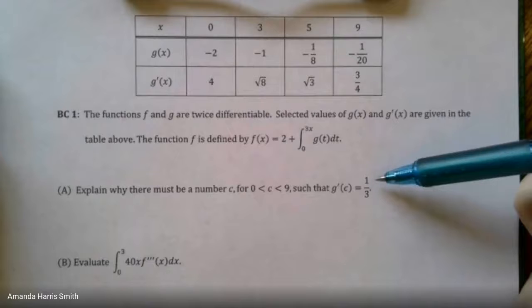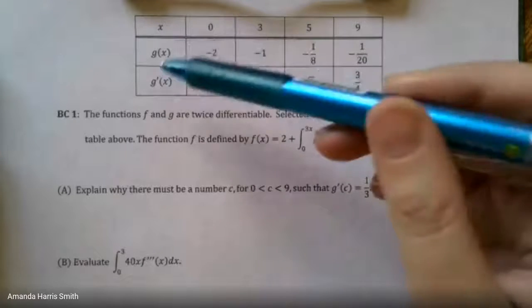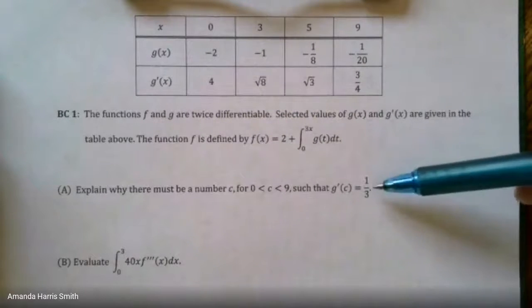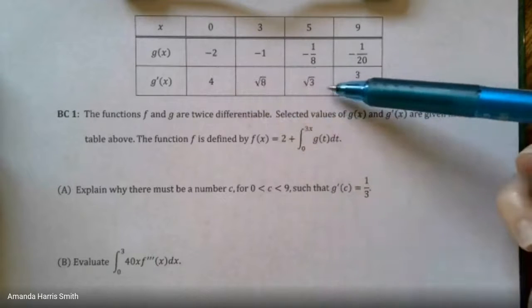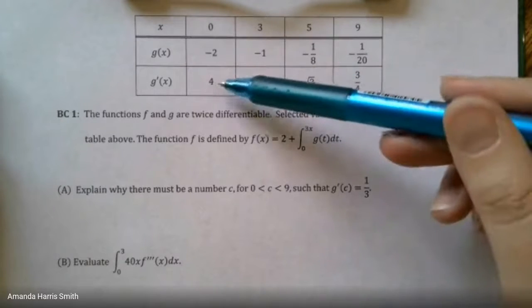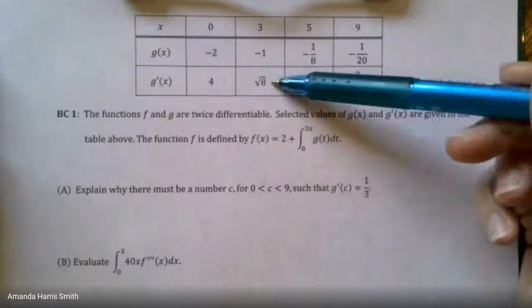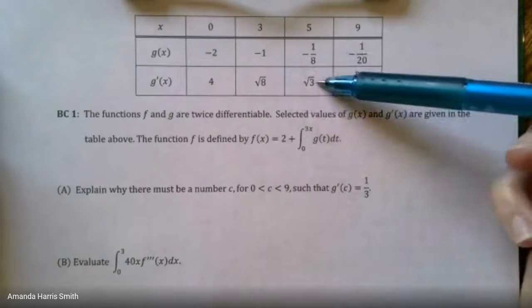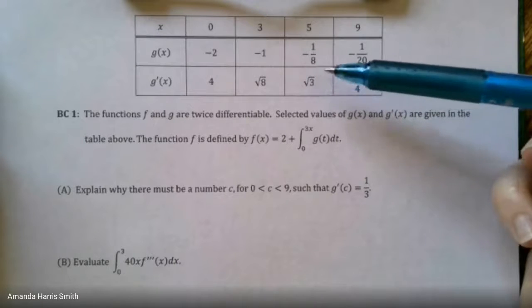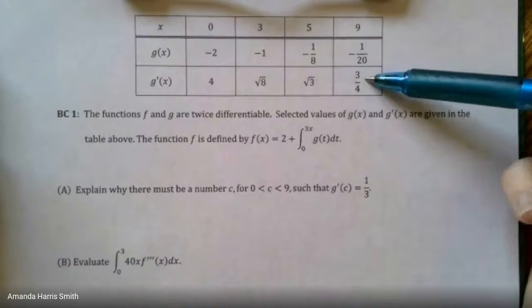IVT is the intermediate value theorem, where you're trying to see, for the g prime outputs themselves, whether 1/3 is between any of them. Four is greater than 1/3. Root 8 is almost 3, so that's greater than 1/3. Root 3 is between 1 and 2, so that's greater than 1/3, and 3/4 is greater than 1/3.